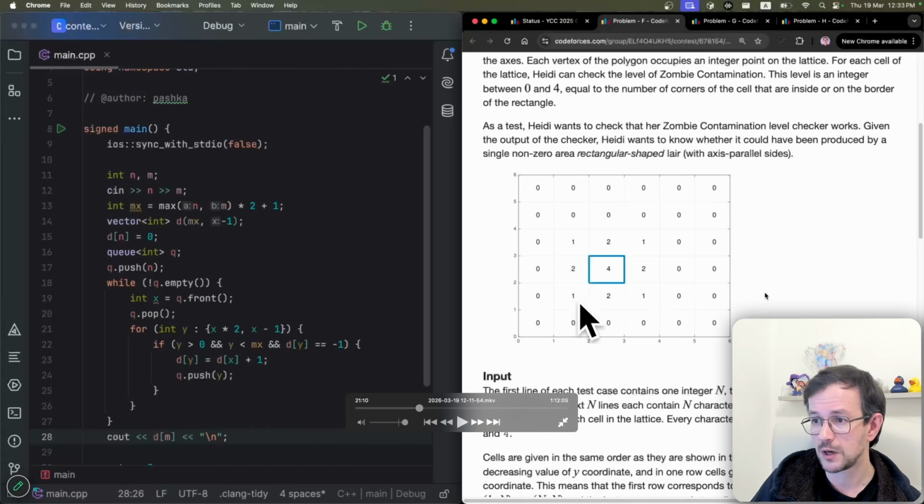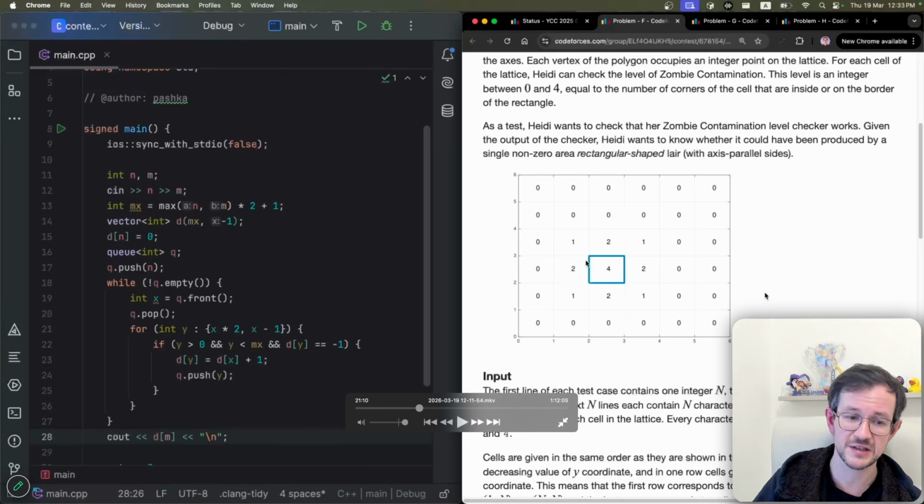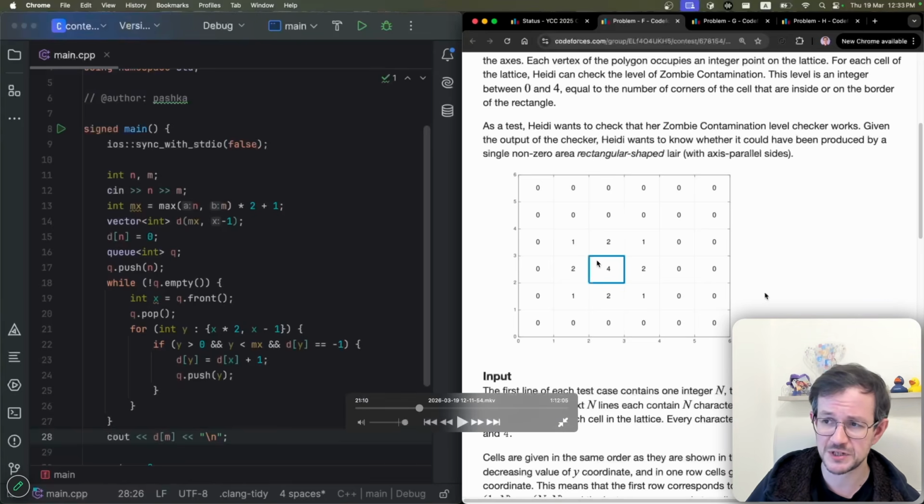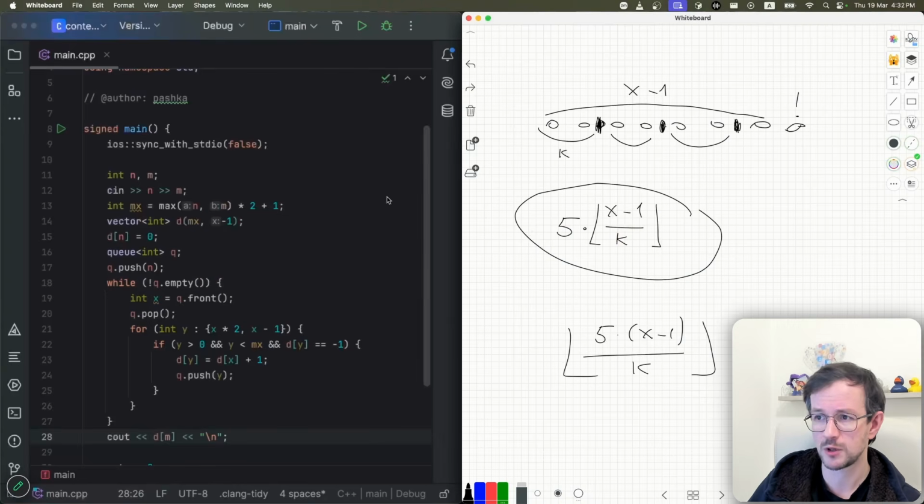So in the first problem, we just have a rectangle, and for every cell, we know how many corners are inside these rectangles. And for the first problem, it's pretty simple. So what's happening in the first problem?